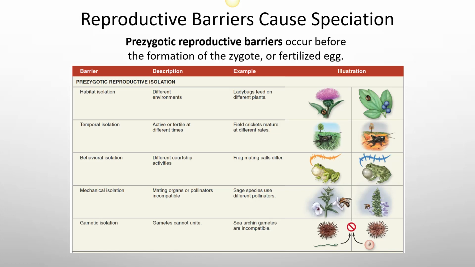Mechanical isolation. In mechanical isolation, their parts physically don't fit together, so their reproductive parts don't fit. And gametic isolation means that their gametes can't unite. So for whatever reason, the gametes will not be able to fuse together to fertilize each other.